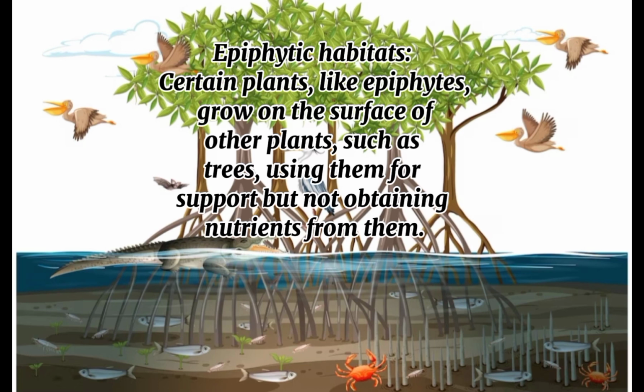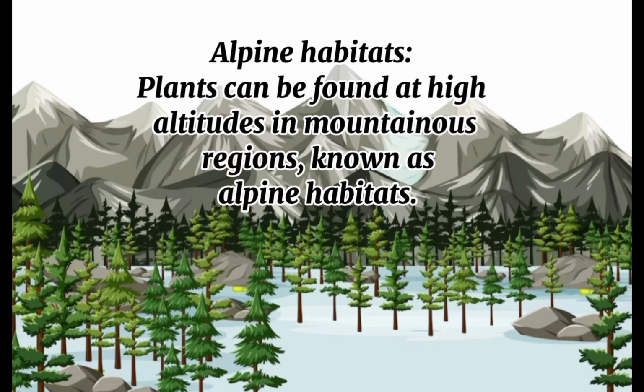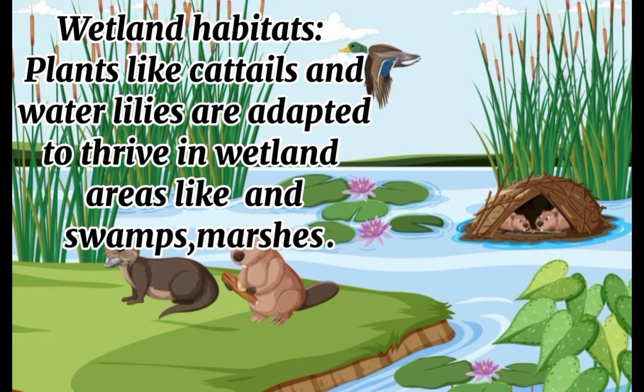for support but not obtaining nutrients from them. Alpine habitats. Plants can be found at high altitudes in mountainous regions known as alpine habitats. Wetland habitats. Plants like cattails and water lilies are adapted to thrive in wetland areas and swamps, marshes.